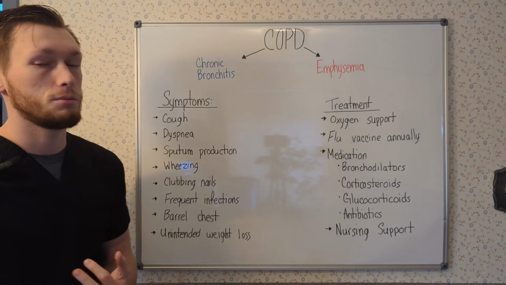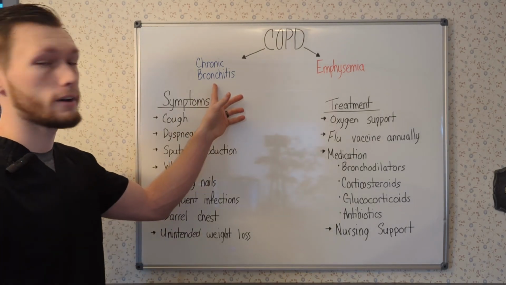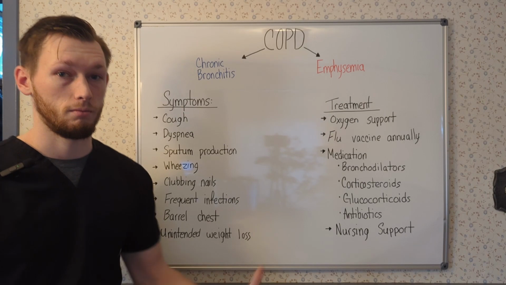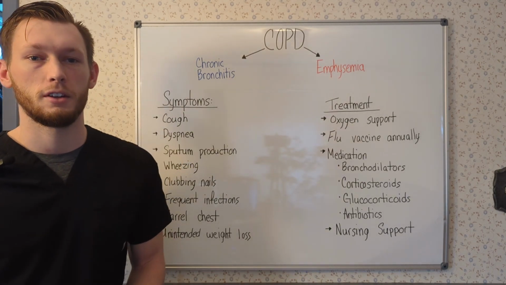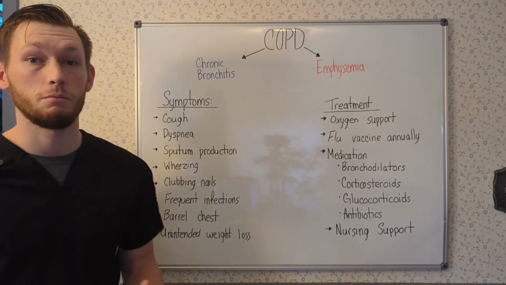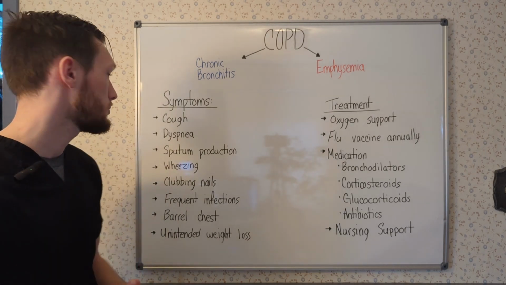These patients will chronically be coughing all the time. Because of this chronic bronchitis, they're inflamed. Their airways are irritated. It's going to trigger coughing all the time, and they're going to have a lot of mucus as well, so it will be productive coughing.